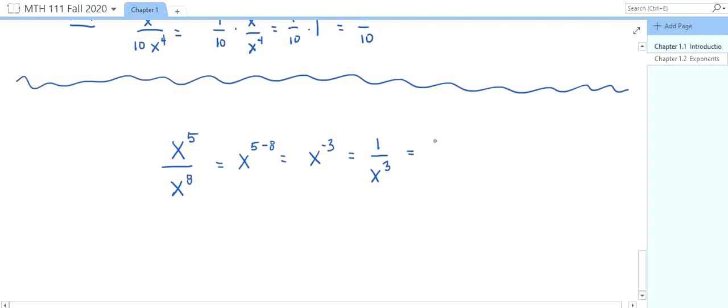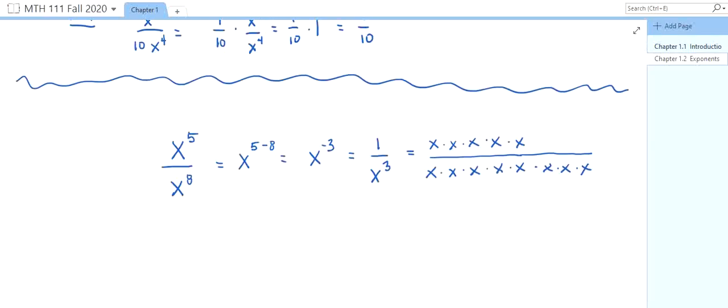Why is that? Well, think about it this way. I mean, you got x times x times x times x times x. You got 5 of these up here. You got 8 of them down here. X times x times x times x times x times x times x times x, with 3 left over. So essentially, you can cancel all these out because they all equal 1. X over x is 1. So essentially, you have 1 over x cubed. You could think of this as times 1 over those remaining 3 x's.